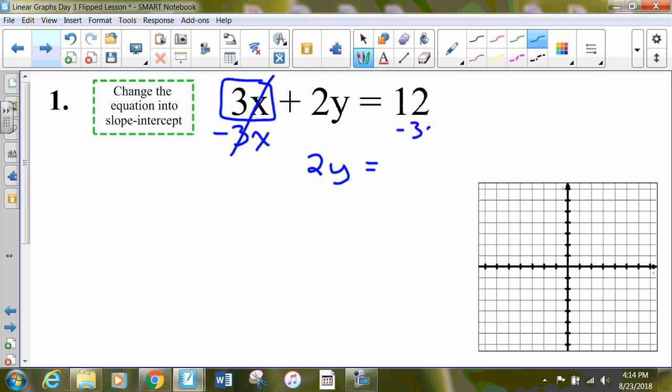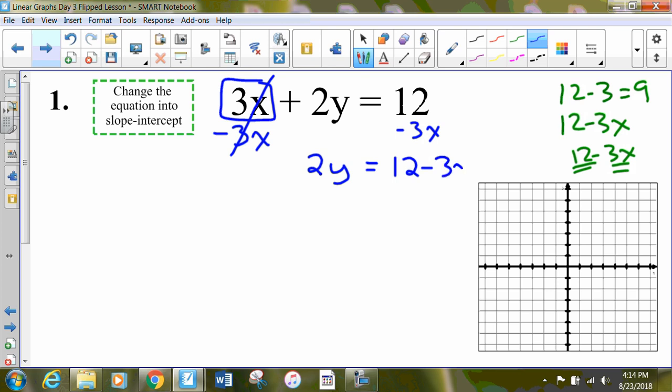Now watch. This looks weird. 12 minus 3x. Don't write 9x. Please don't write 9x. Now, I agree that 12 minus 3 is 9. But 12 minus 3x, they're not alike. We cannot combine things that are not like terms. So we're going to go ahead and write 12 minus 3x as 12 minus 3x.